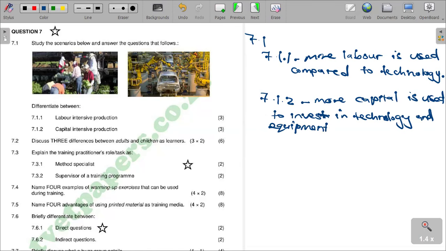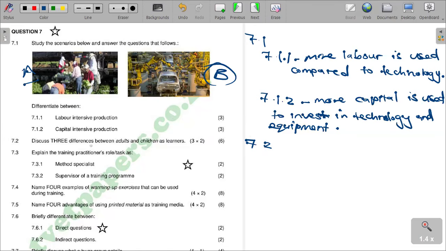It means to say production is through machines or technology, like what is happening in pictures A and B. So picture B is capital-intensive production, because technology is the one used in production. And labor-intensive production is picture A, whereby labor is used compared to technology. So let's go to question 7.2.